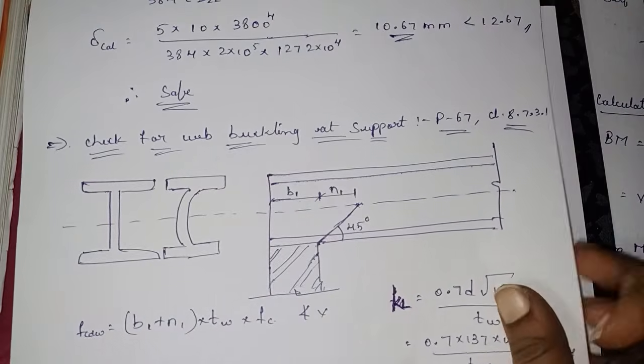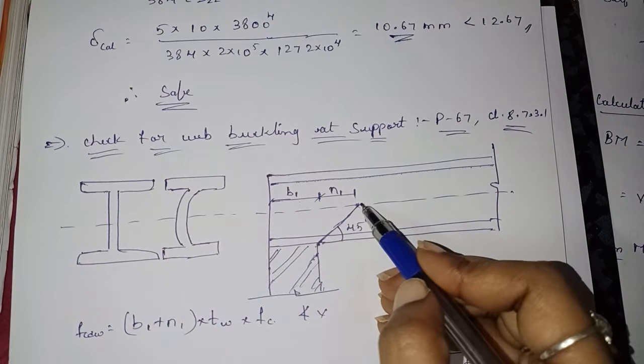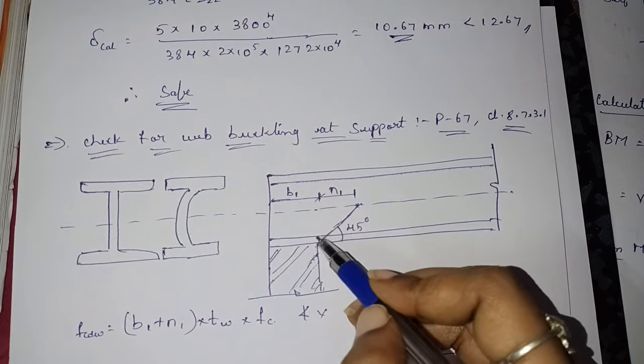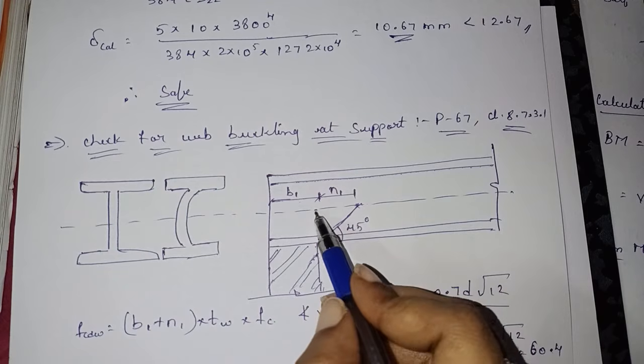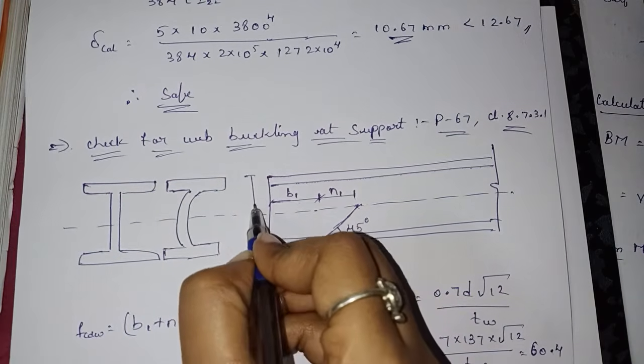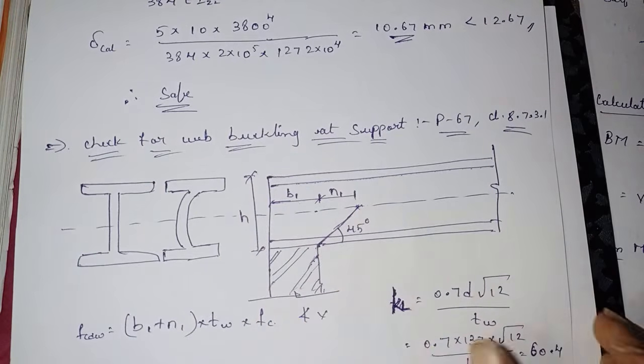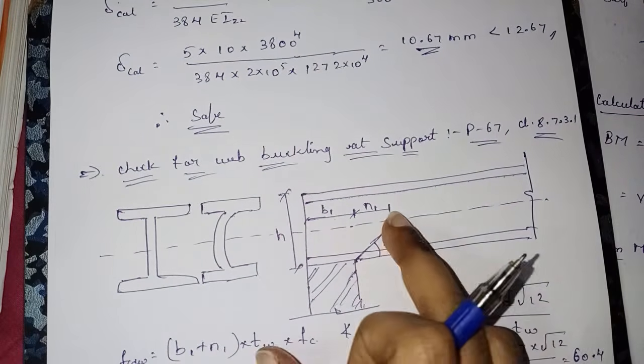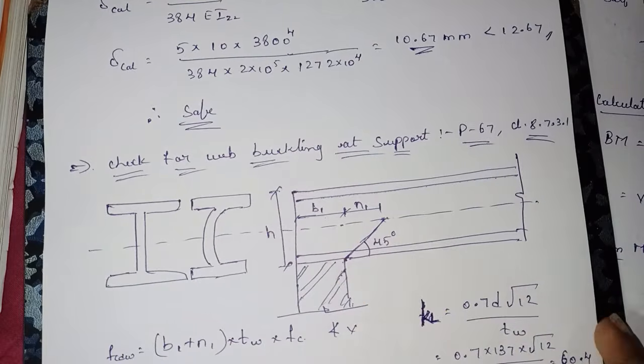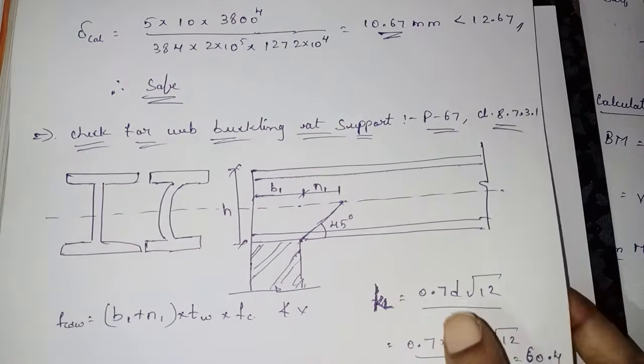So inclination is 45 means, if it is 45 degrees, it will be the same. This side also it will be the same, and the height also will be the same. So what is this height now? The total height is H, so H divided by 2. Fine. So that you will get what is N1. This is also the same, and the angle is 45 degrees.